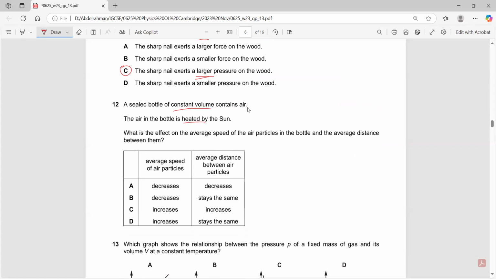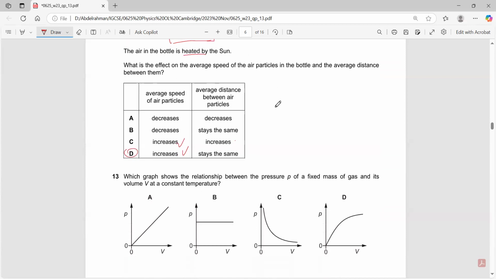As the heat increases, the speed, the kinetic energy, increases. What about the distance between the particles? Does it also increase? No, it shouldn't increase. Why? Because it has a constant volume. So it will stay the same.